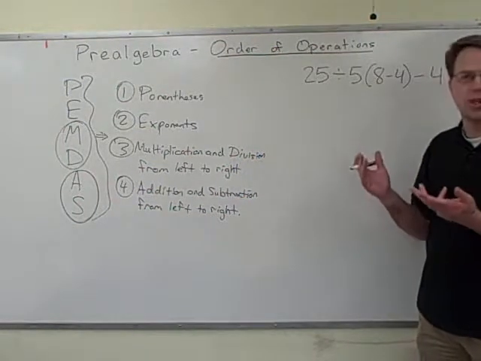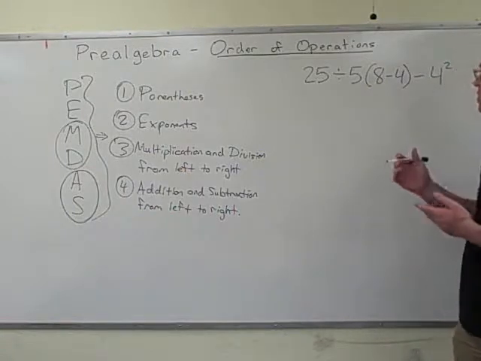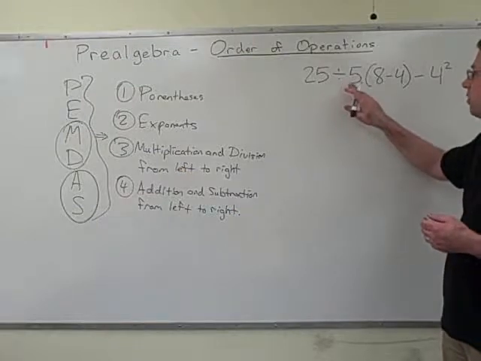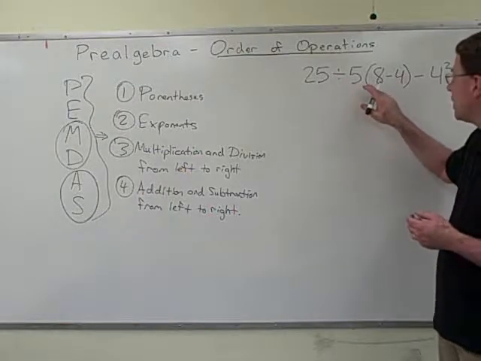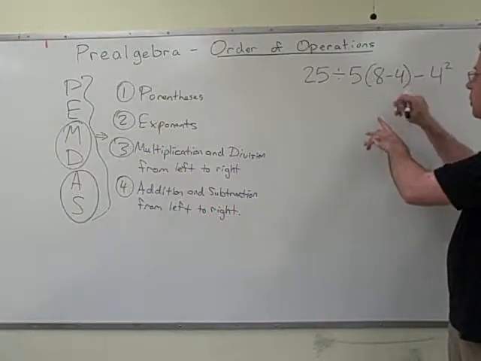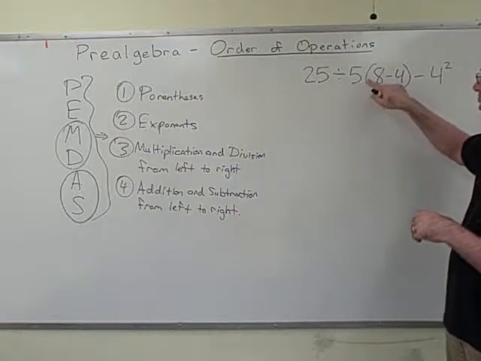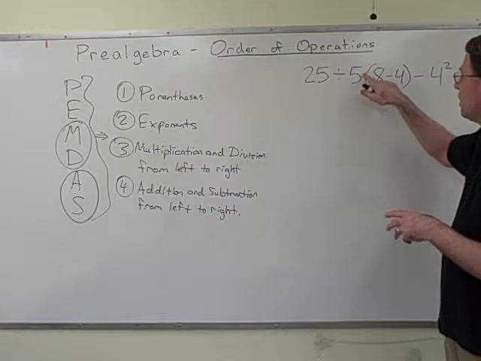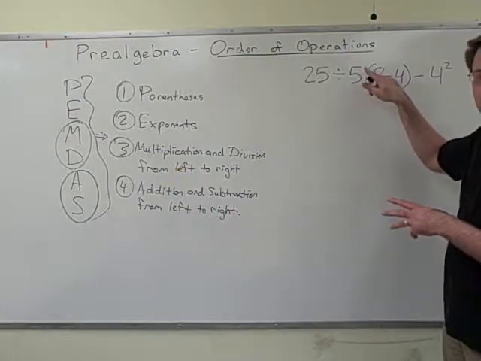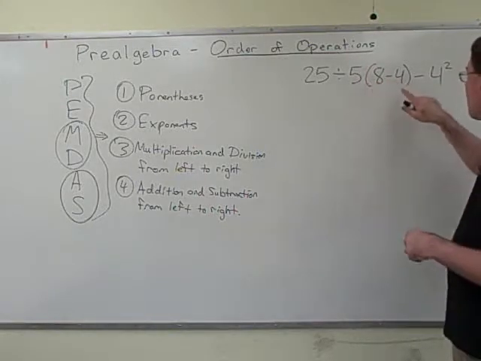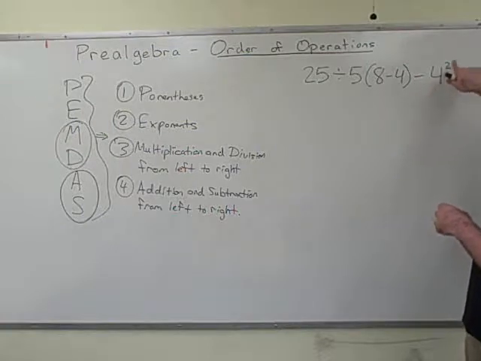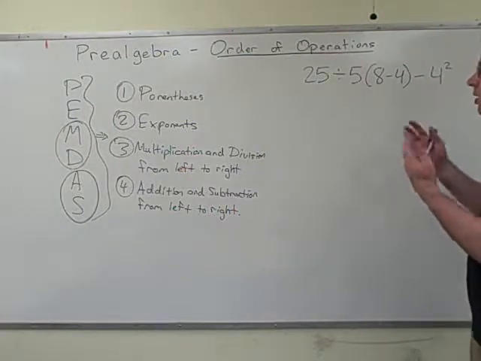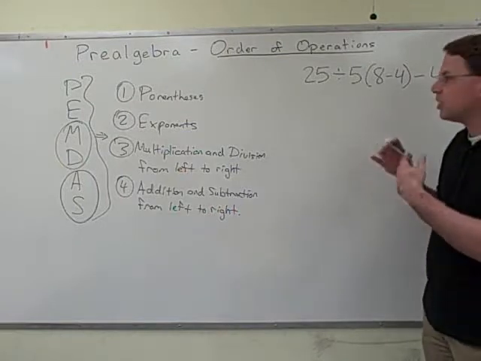Okay, so here's another example of order of operations. This one's a little bit harder. We have 25 divided by 5 times the parentheses 8 minus 4. Remember that we don't have a plus, minus, divided, or times between the 5 and the parentheses, so that implies multiplication. And then minus 4 to the second power at the end. So it's a little longer, a little harder, but it's the same deal.